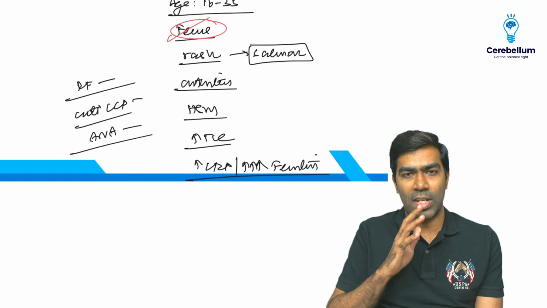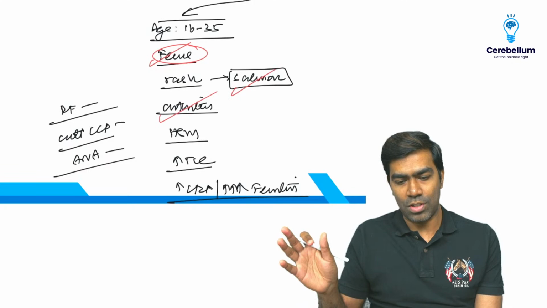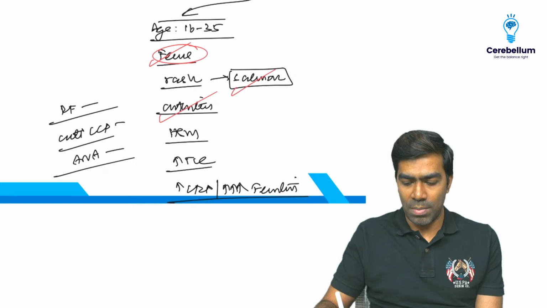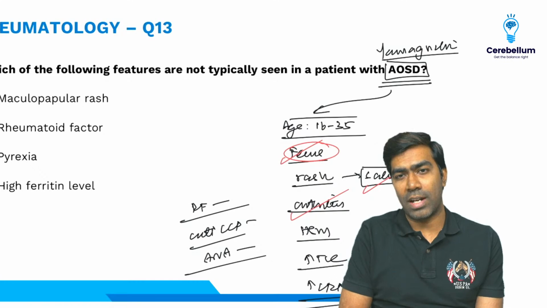Treatment will be very similar to that of rheumatoid arthritis, but anti-IL-1 therapies are going to be very, very effective in AOSD because the entire spectrum of AOSD is mediated by IL-1, interleukin-1. So fever, salmon rash, arthritis, in the absence of infection, when you have ruled out all the infectious etiologies, you can empirically make a diagnosis of adult onset Still's disease. The criteria used to diagnose AOSD is called Yamaguchi criteria.